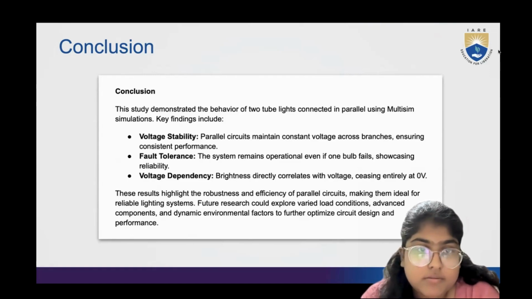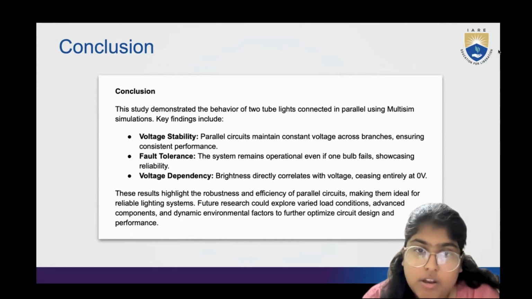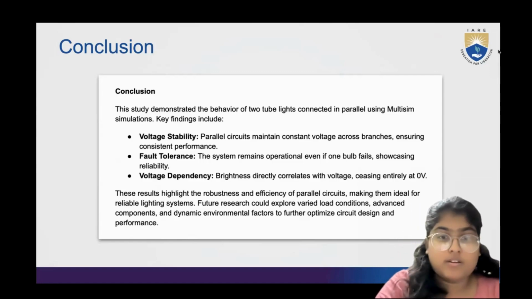Coming to the conclusion, this project serves as an excellent educational tool combining theoretical knowledge with a practical simulation. It benefits students and professionals alike. It does so by, one, demonstrating how electrical systems behave in real world conditions, two, providing insights into designing fault tolerant and efficient circuits, three, encouraging the use of simulation tools like Multisim for advanced circuit analysis.